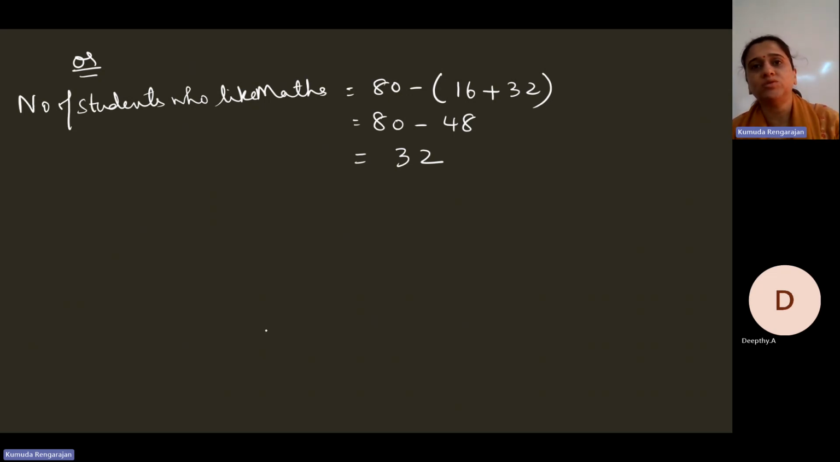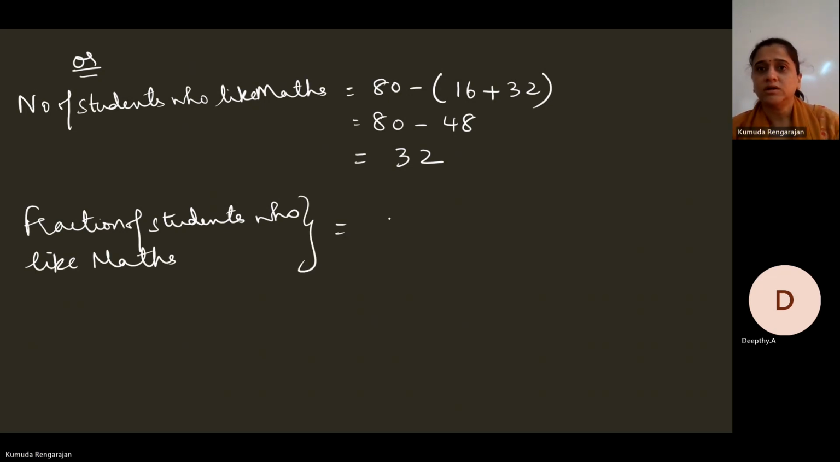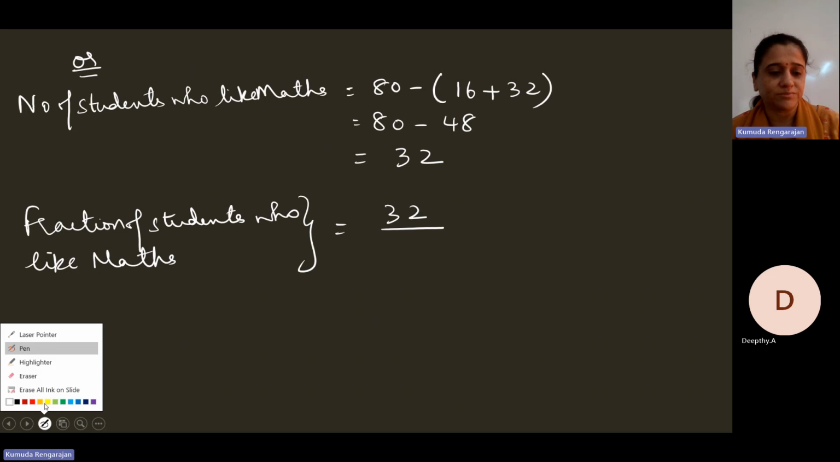You can find the number of students who like maths. Number of students who like maths is equal to 80, the total number of students, minus English plus science. This is the number of students who like maths. So the fraction of students who like maths is equal to 32 divided by the total, the number of students who like maths by the total number of students.